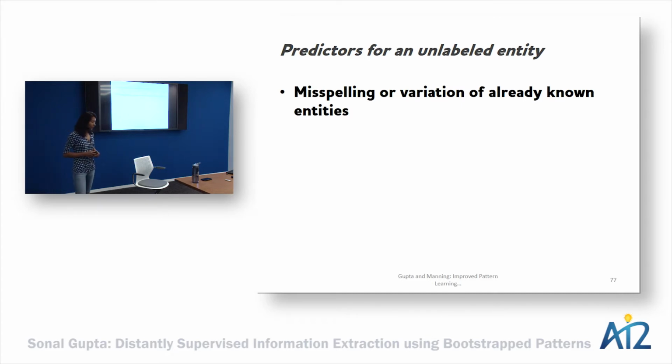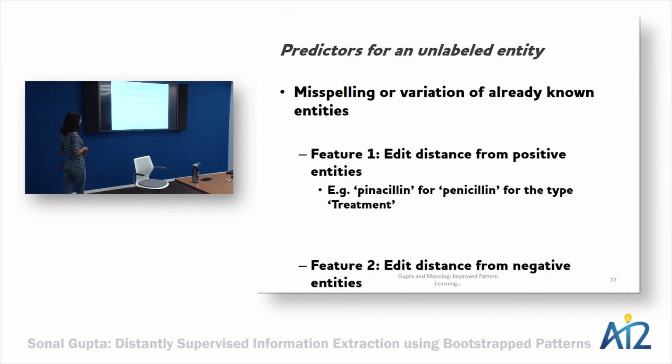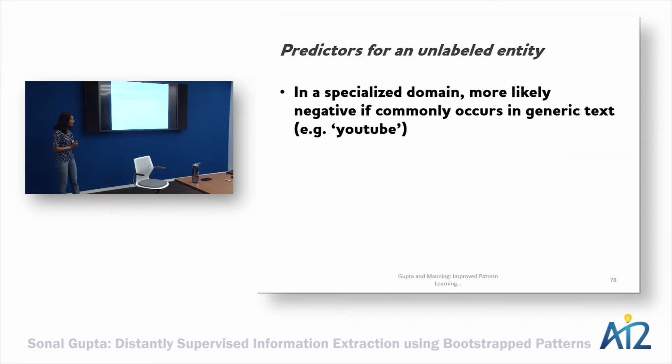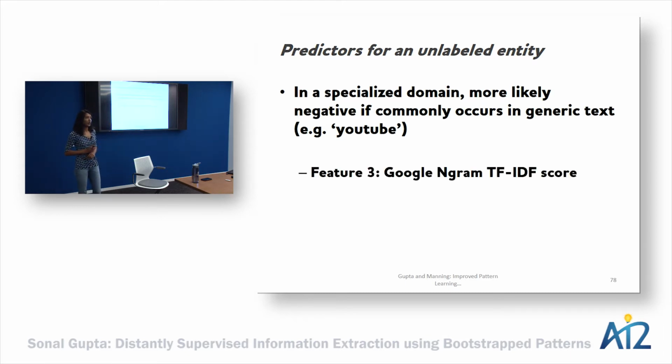In a lot of web data, you have misspellings or variations of already known entities. For example, penicillin and a misspelled penicillin are pretty close, so you can just look at the edit distance from the positive entities, and the edit distance from the negative entities. So these are the 2 edit distance-based features. Very simple ones, but they work very well with web data. And especially in specialized domains, you can see how common a word is. For example, the word YouTube is probably not a drug or a treatment. So you can have a Google Ngram TF IDF approach.